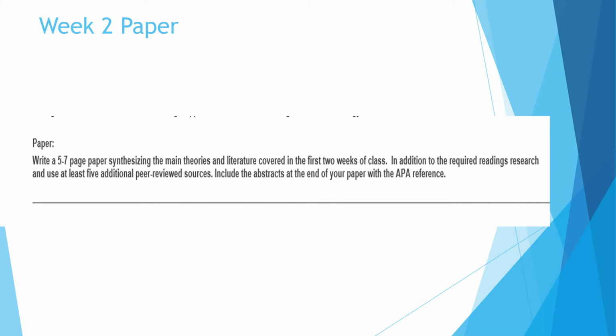Let's just take a quick look at what's coming up in week 2 since we're talking about the papers. In week 2 you'll be turning in a 5 to 7 page paper, which will be looking at the main theories in the literature from the required readings of the first 2 weeks. So in addition to the required readings, and there's going to be about 20 of them, I want you to look at least 5 more peer-reviewed journal articles on the topic and weave those into your synthesis of the first 2 weeks of work.